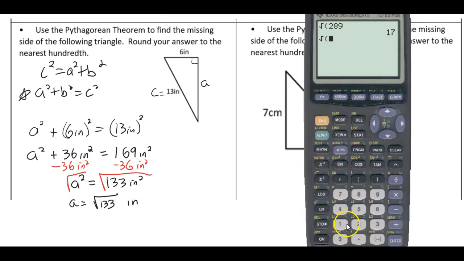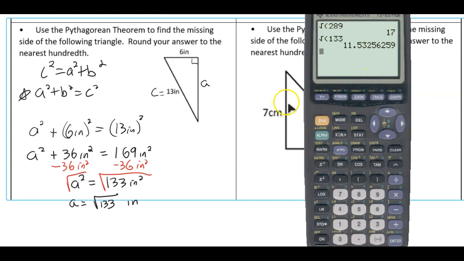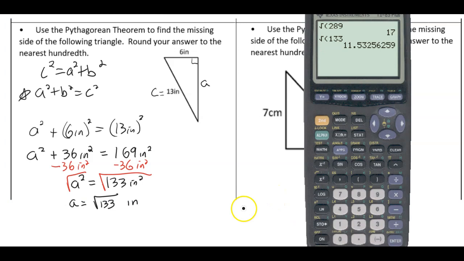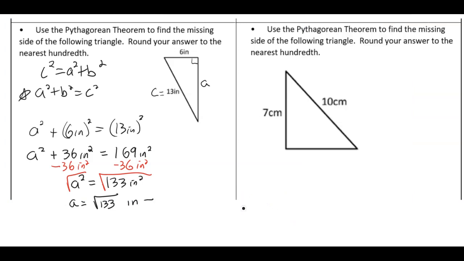square rooting 133, we have 11.5325. That goes on and on and on. So we have to decide how far we want to round. And we know how far to round on this problem. So we have 11.53256259, etc. That goes on forever.